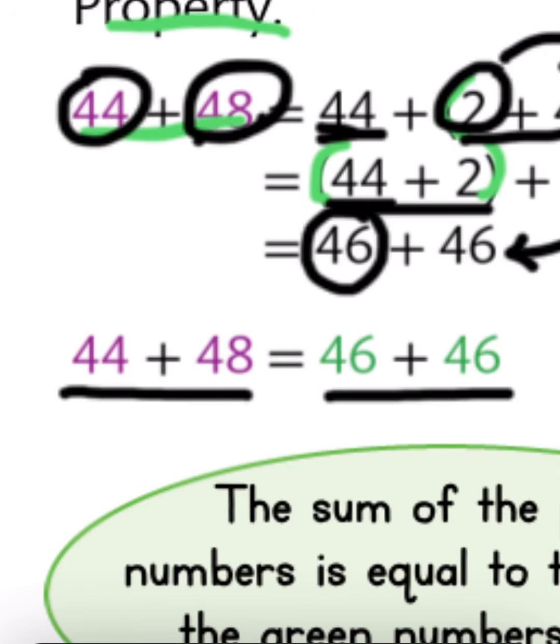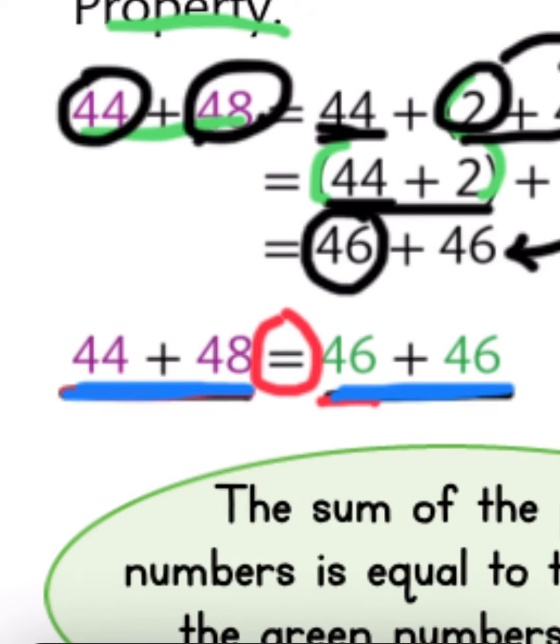One thing I want to talk about before we move on, this equal sign. It tells us something important. It doesn't necessarily mean that 44 plus 48 equals 46. That's what a lot of times some third graders might think. All that equal sign is telling us is that whatever's on one side, 44 plus 48, it will equal whatever is on the other side, and it has to be all the other stuff on the other side.